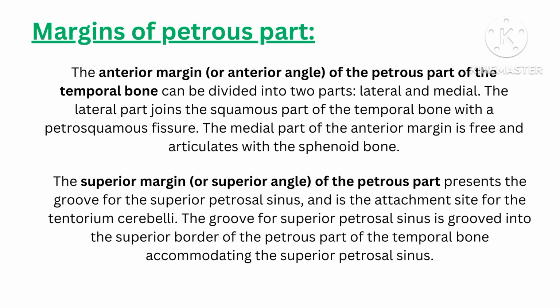The superior margin, or superior angle, of the petrous part presents the groove for the superior petrosal sinus, and is the attachment site for the tentorium cerebelli. The groove for superior petrosal sinus is grooved into the superior border of the petrous part of the temporal bone accommodating the superior petrosal sinus.